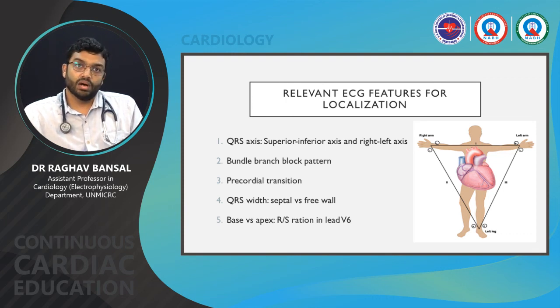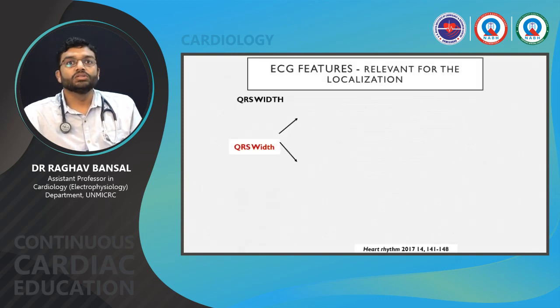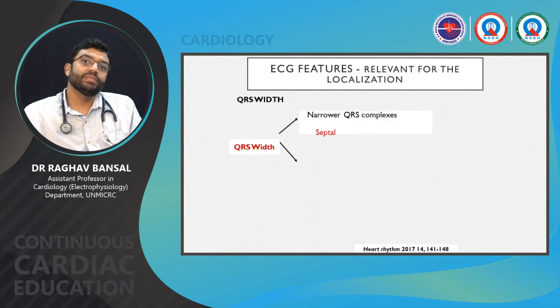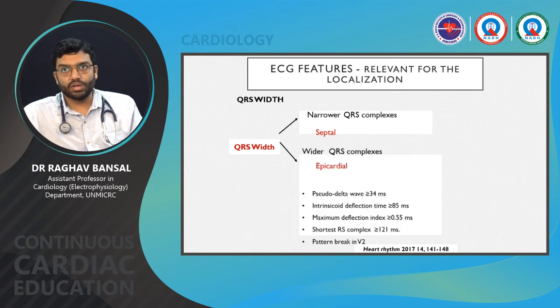If the RS ratio is more than 1, it points towards a more basal origin, and as the RS ratio decreases to less than 1, then it would be a mid cavity or an apical structure. Coming to the QRS width, a basic tenet is that narrower QRS complexes arise from the septal structures because they tend to engage the conduction system earlier and cause a narrower QRS.